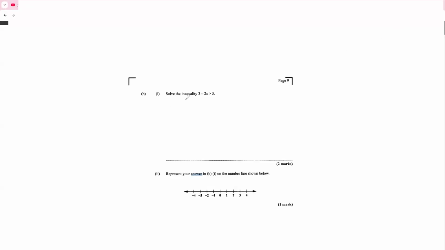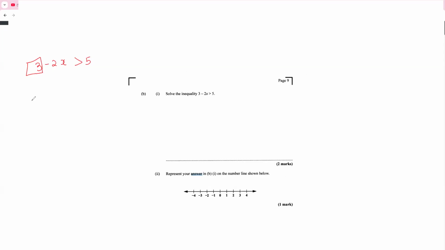Example, look, they gave us one like this in John 20:18. It says, solve the inequality 3 minus 2x is greater than 5. Remember, when you're solving, you solve it like if there was an equal sign. Treat it just like a normal equal sign, but instead you have your inequality sign.